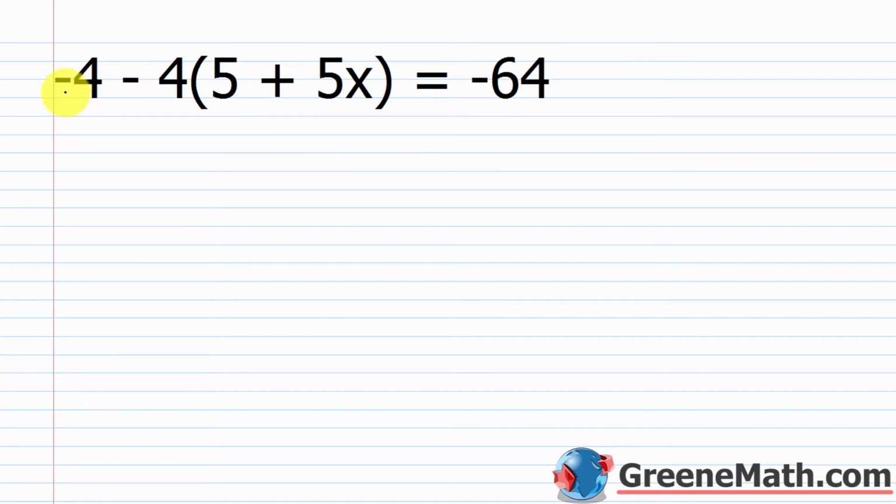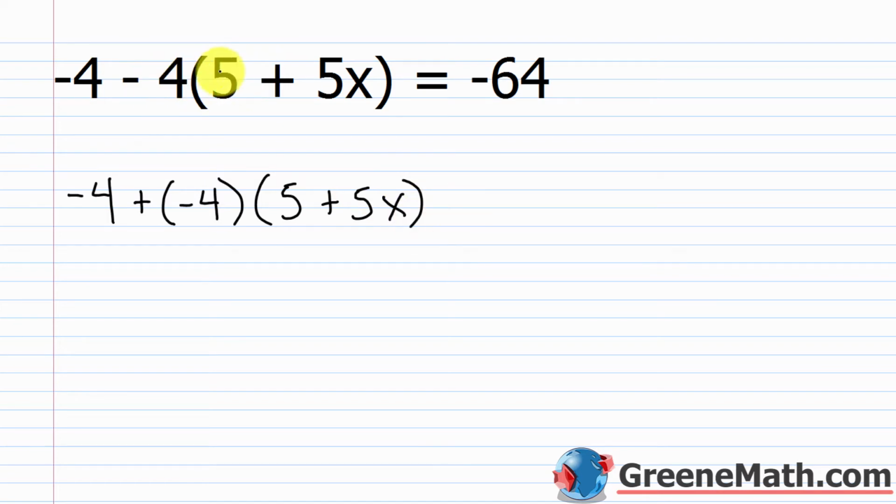All right, so let's take a look at -4 minus 4 times the quantity 5 plus 5x, and this is equal to -64. Now again, the first thing we want to do is simplify each side separately. So over here on the left, I have -4, and then for the sake of simplicity, let's write this as plus -4 times this quantity, 5 plus 5x. Because when I'm doing my multiplication here, I want to include the negative when I'm multiplying.